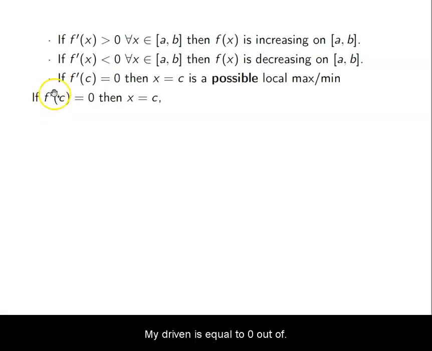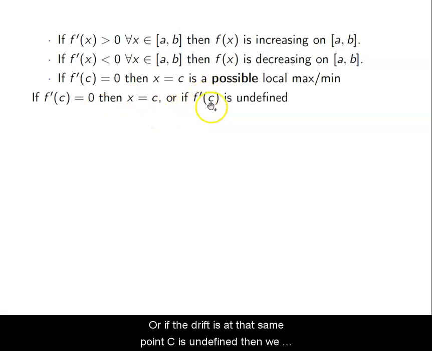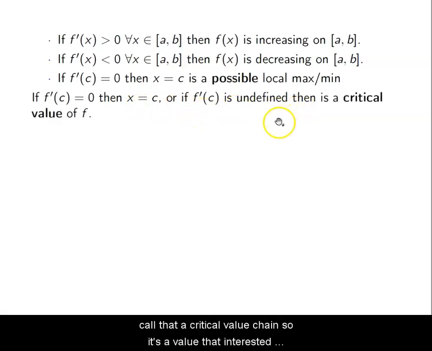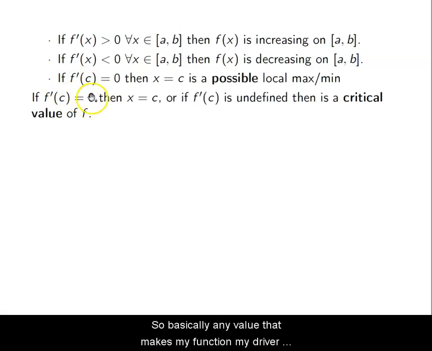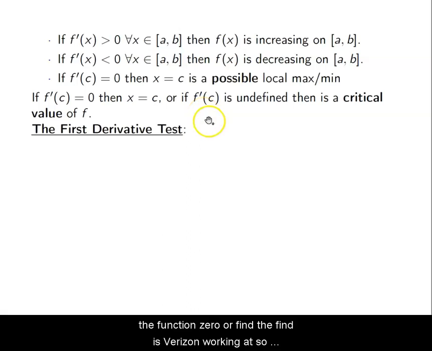If my derivative is equal to 0 at a point c, right, x equals c, or if the derivative at that same point c is undefined, then we call that a critical value. Okay, so it's a value that's of interest to me, and I would want to explore my function further at that point. So the critical values are one of the main things that we're looking for. Basically any value that makes my derivative function 0 or undefined is a value that I'm looking at.